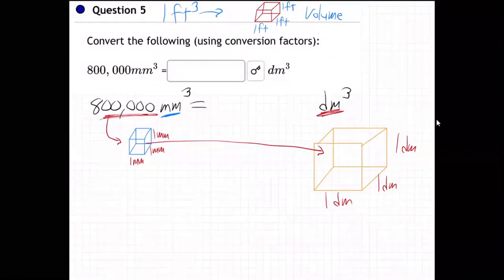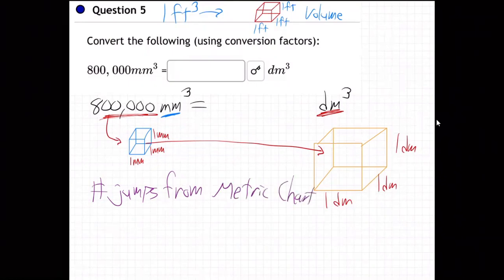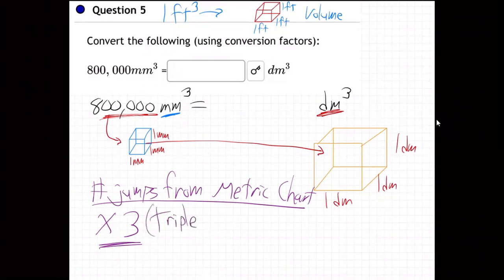What we need to do here is take the number of jumps from the metric chart times 3, right? Because we have triple units, because this is 3-dimensional. So we just find the number of jumps on the metric chart and we multiply it by 3. We triple it. Triple the number of jumps because it's 3-dimensional. All right, well, let's go.